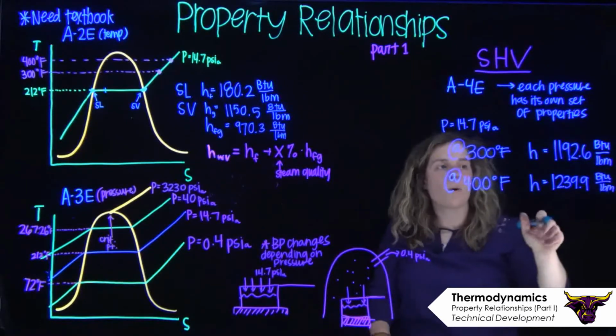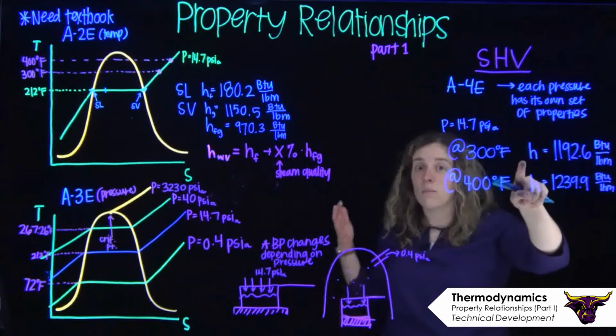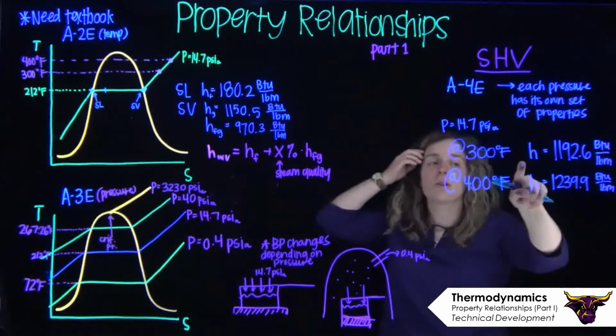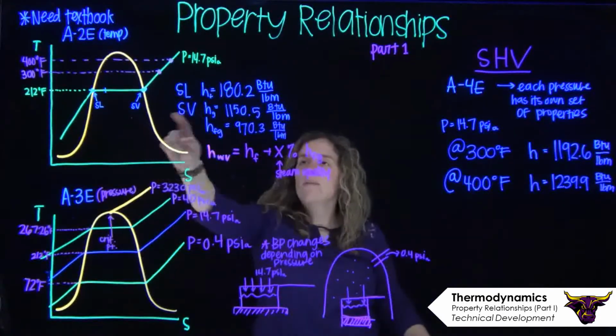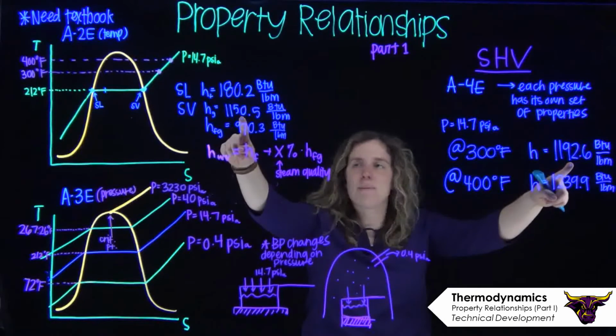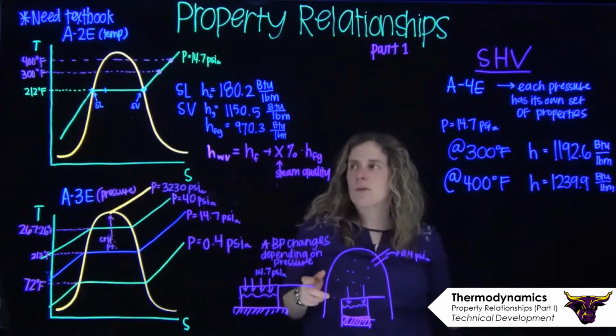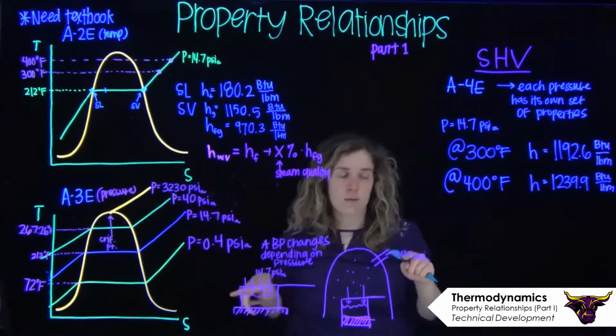So I want you to think about why these values are what they are. At 400, we have a higher enthalpy than 300. More energy, it's a higher temperature. Makes sense. And I want you to think about saturated vapor, we had 1150.5. Okay, makes sense. We're still going up as we go. So start to think about those relationships of what that looks like in terms of enthalpy.